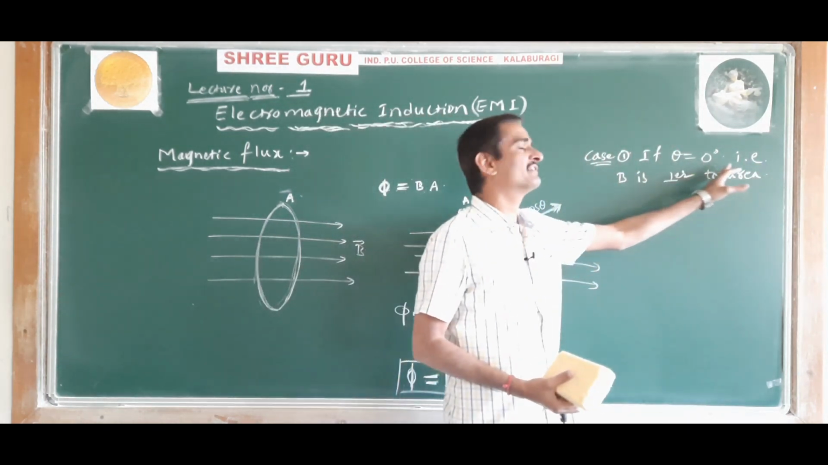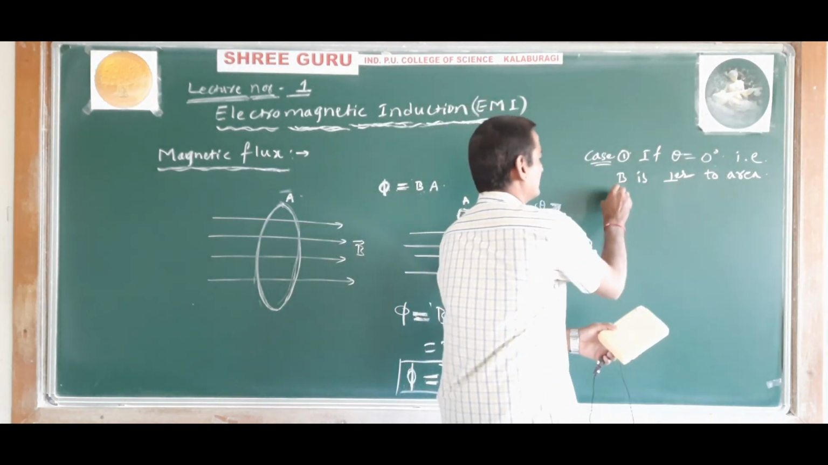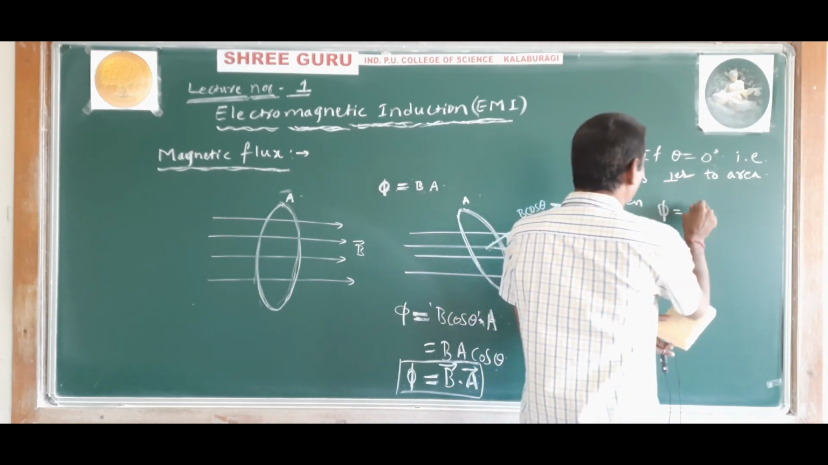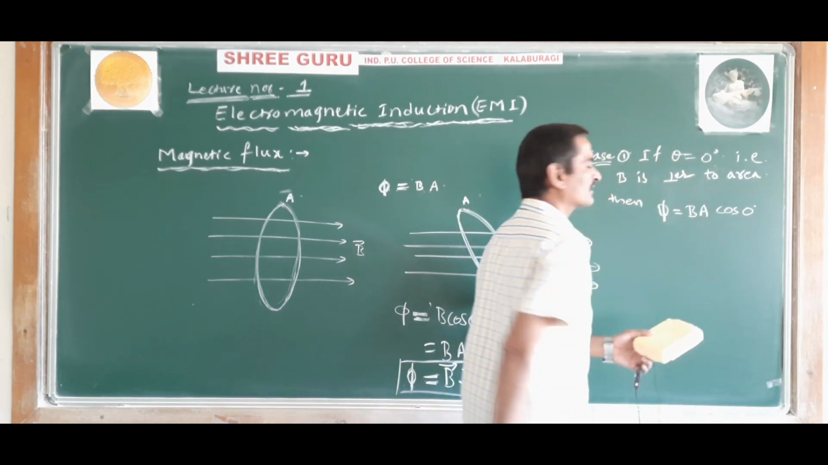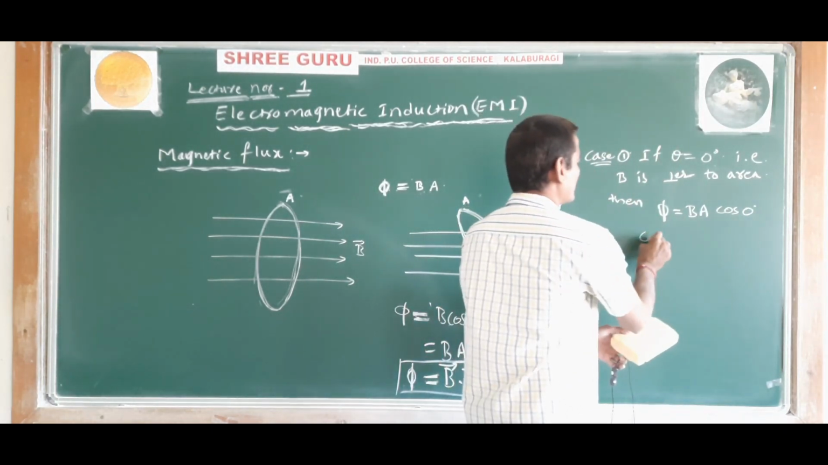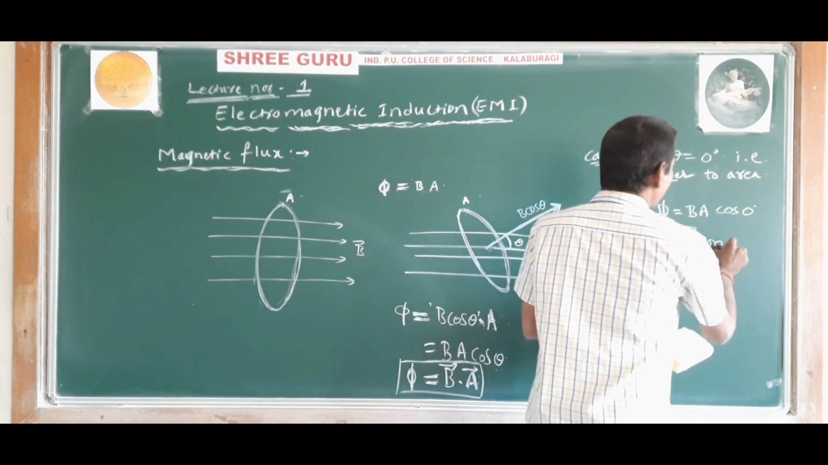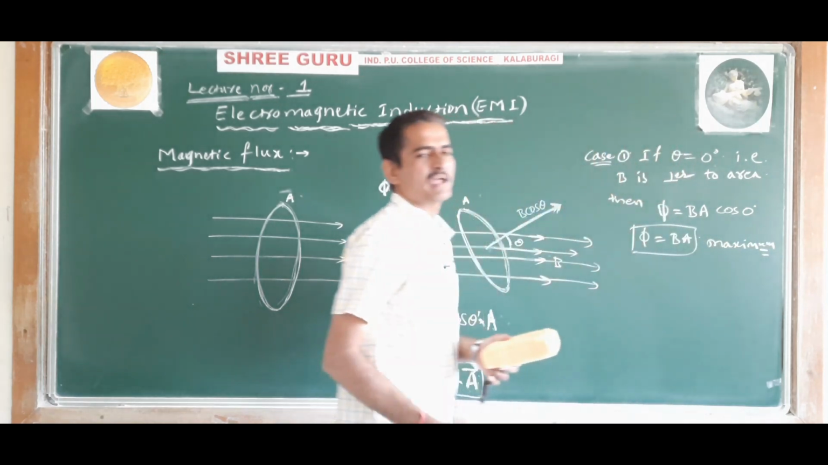Theta is equal to 0 means parallel line. Magnetic field is perpendicular to area. Then what happens? Then magnetic flux phi is equal to BA cos theta, cos of 0 degree. Cos of 0 degree is 1. So, phi is equal to BA. Then this will be the maximum magnetic flux.